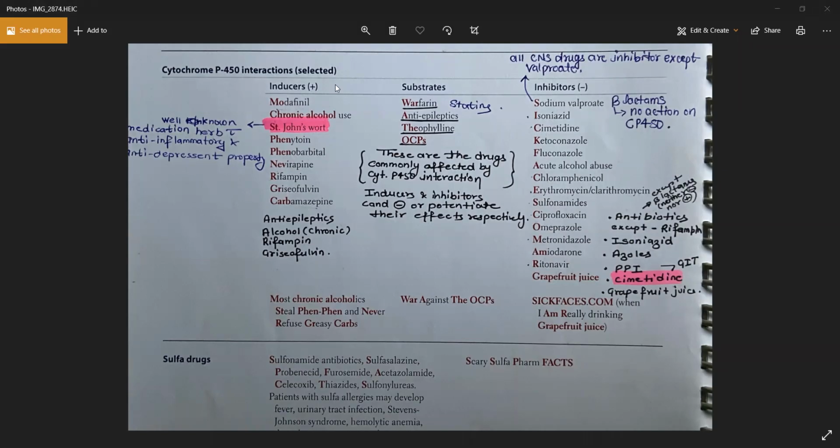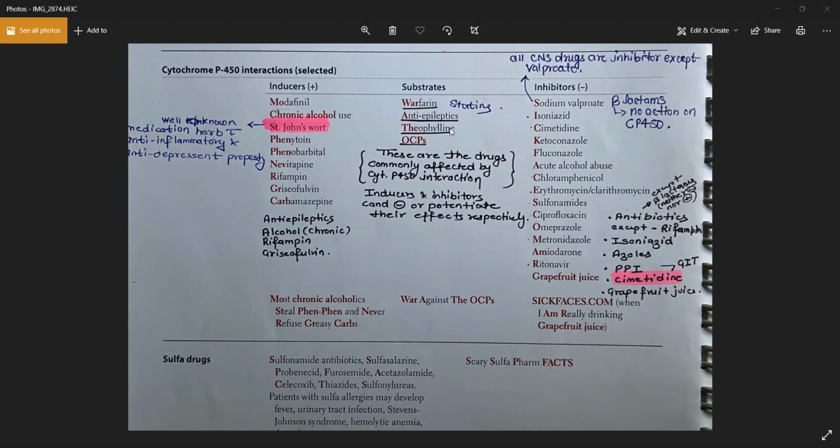Do we have to remember this drug interaction of specific drugs, like warfarin, theophylline, and OCPs? Like OCPs have interaction with anti-tuberculous drugs, etc. Do we need to remember them? You just need to remember the categories.